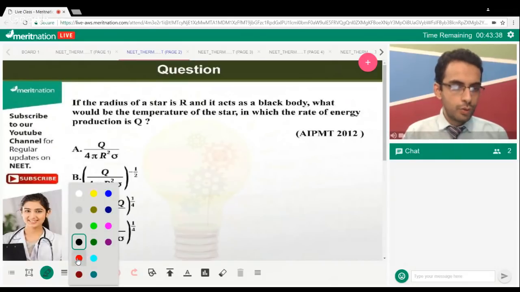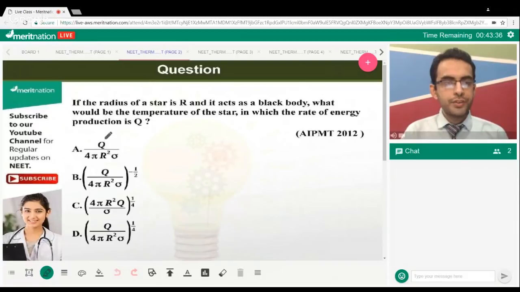So, now let's see the first question. If the radius of a star is capital R and it acts as a black body, what would be the temperature of the star in which the rate of energy produced is capital Q? So, in this question, we are given that a star is there and its radius is capital R, and the star is behaving as a black body. So, which law will apply here? Stefan-Boltzmann law.